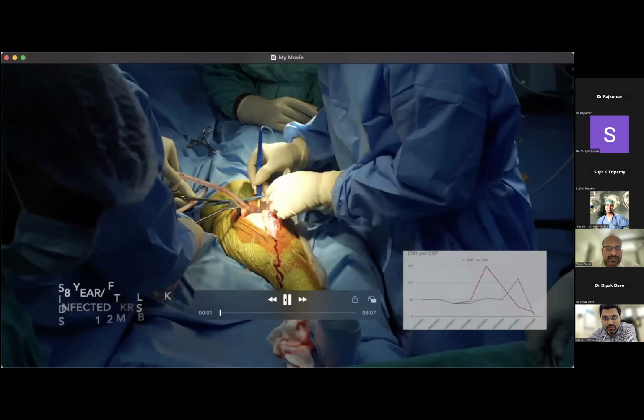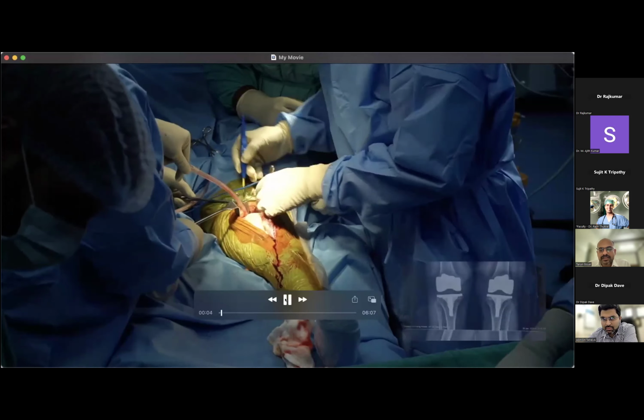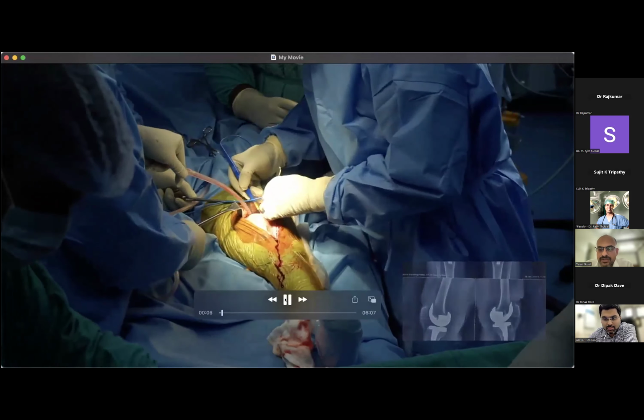My presentation is on a stage 2 revision, that is after infected TKR. This is a 58-year-old female who had undergone stage 1 revision already for an infected left total knee arthroplasty. She presented with a discharging sinus and obvious signs of infection, for which a custom homemade cement spacer was inserted. After 2 months, she has been taken back for resurgery for stage 2, when the signs of infection have subsided, and the ESR and CRP have gone back to normal values.